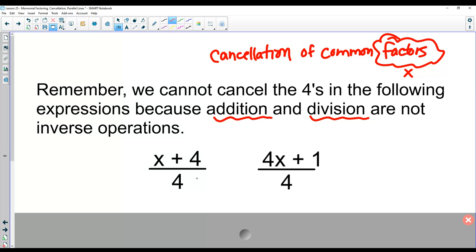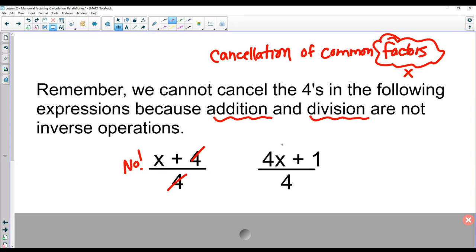So when we look at this first expression here, x plus 4, nothing's being multiplied, okay? These are two terms separated by a plus sign, okay? So we cannot divide out. We don't have any factors, okay? So that does not work. No. Same here.